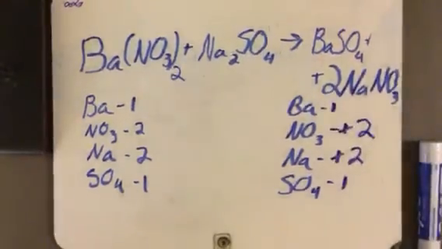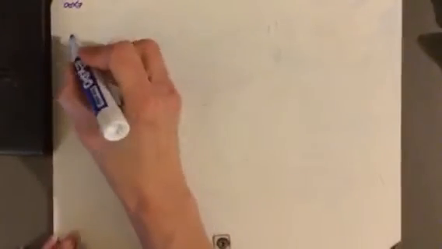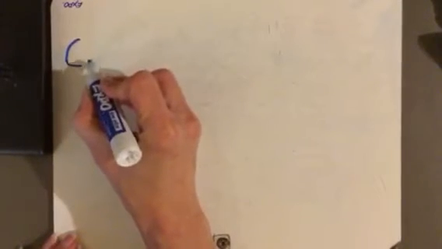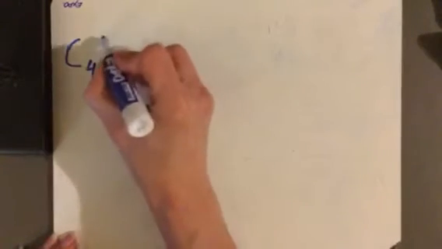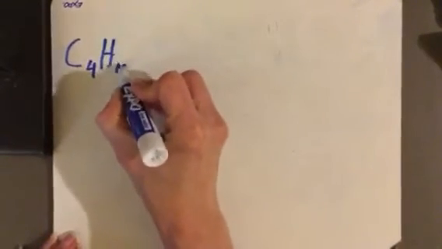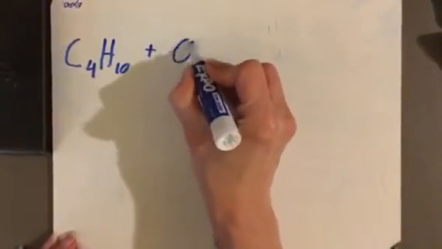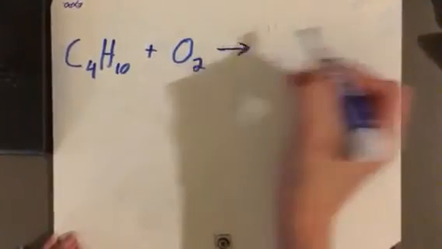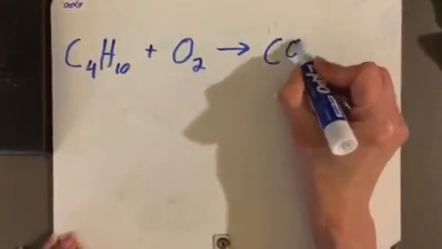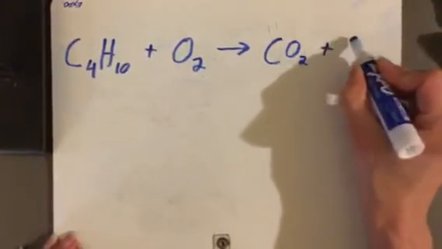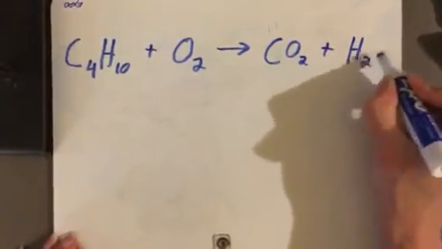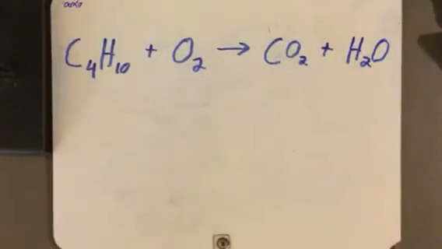Usually pretty straightforward. So one more, probably the toughest kind to balance, and really it's just a little bit of back and forth that we have to do. Okay, hardest ones to balance, the ones that are going to have the biggest numbers. If I had C4H10 plus O2, and that produces CO2 plus H2O.